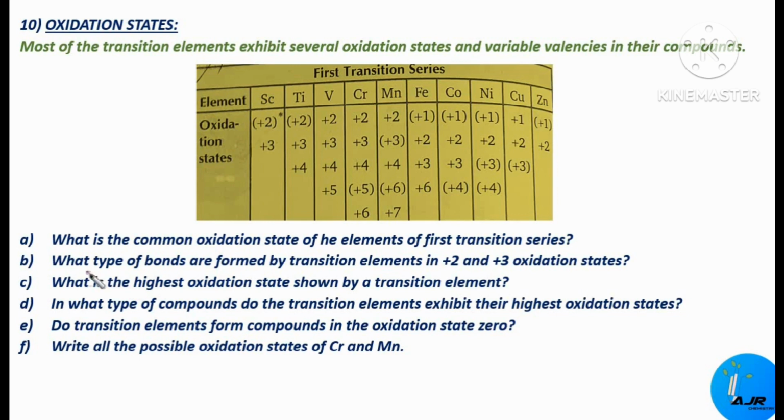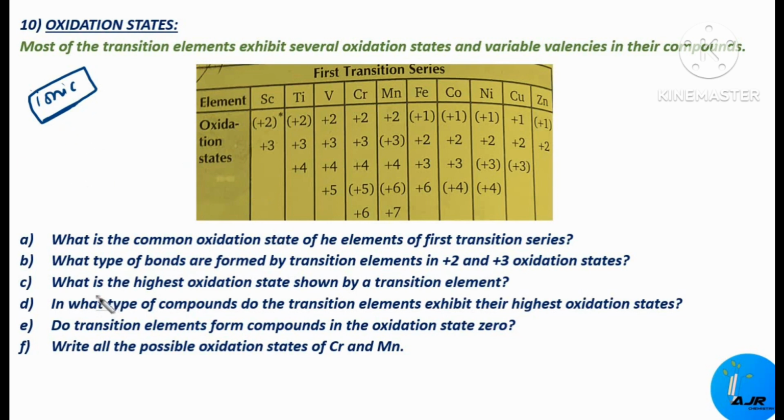Understood? Next question: what type of bonds are formed by the transition elements in plus 2 and plus 3 oxidation states? Actually, the bonds formed by the transition metals in plus 2 and plus 3 oxidation states are mostly ionic. Understood? So, the bonds formed by those compounds which have the plus 2 and plus 3 oxidation states are ionic.